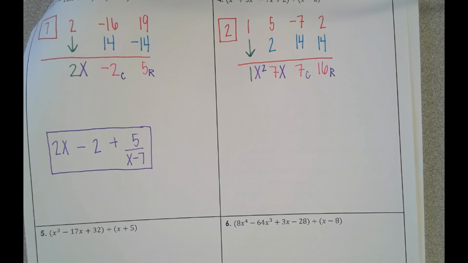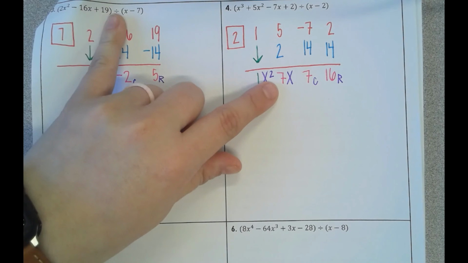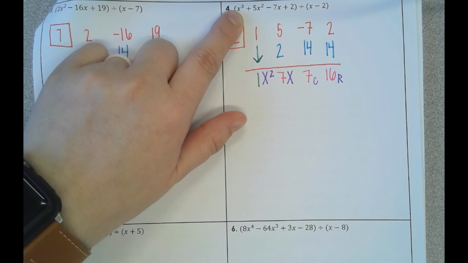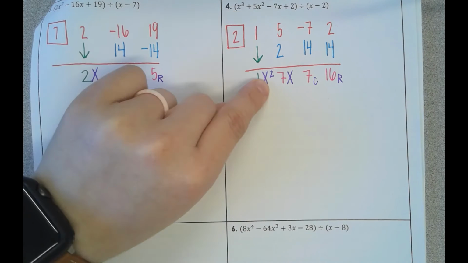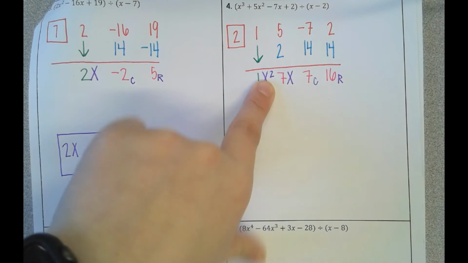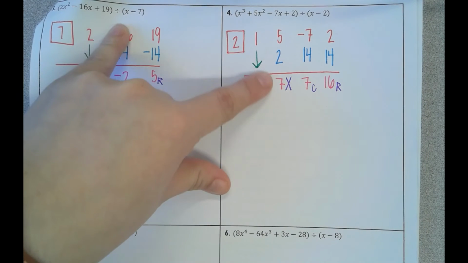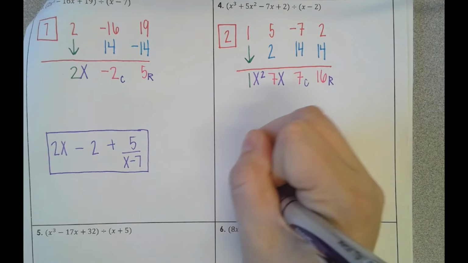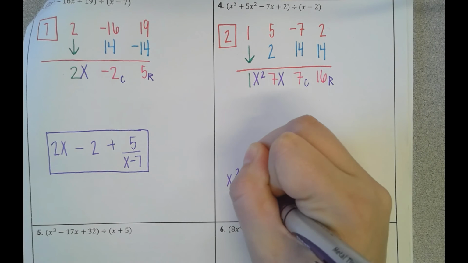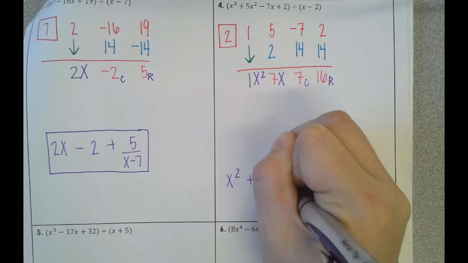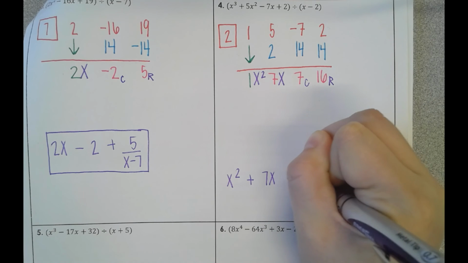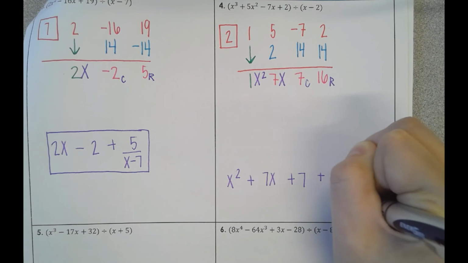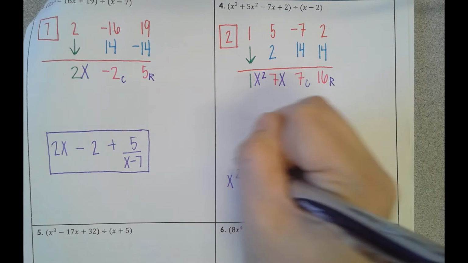You will notice your answer, like in number 4, my highest exponent was 3. My answer, the highest exponent was 2. Your answer is always 1 less on the exponent. So x squared plus 7x plus 7 plus 16 over x minus 2.